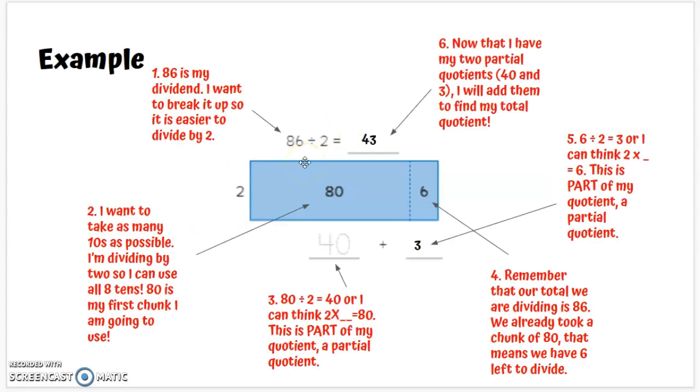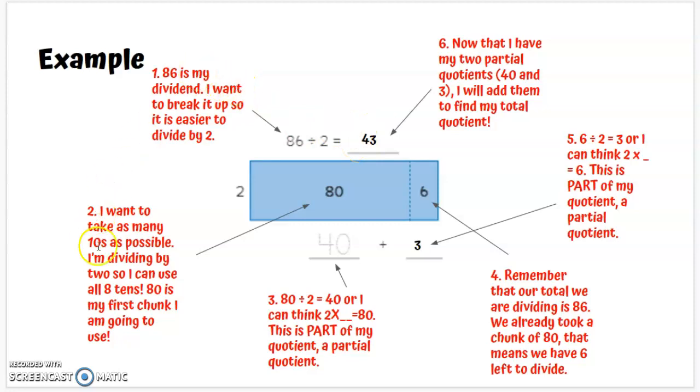Okay, so an example of the partial quotients method. 86 divided by 2. You split the 86 up. 86 is the dividend. We're going to be breaking it up or dividing it into 2. So then we see 80 divided by 2, because we put 80 right here and 6 right here. We need to get as many 10s as possible that still divide by 2. 80 divided by 2 is 40. Then we have 6 divided by 2 is 3. Then 40 plus 3 is 43.